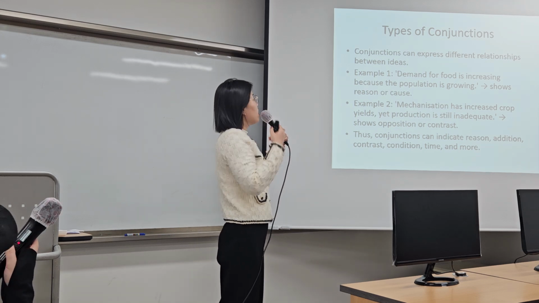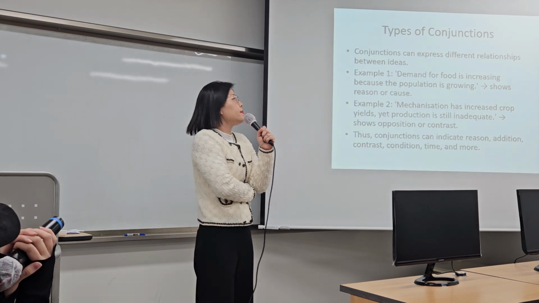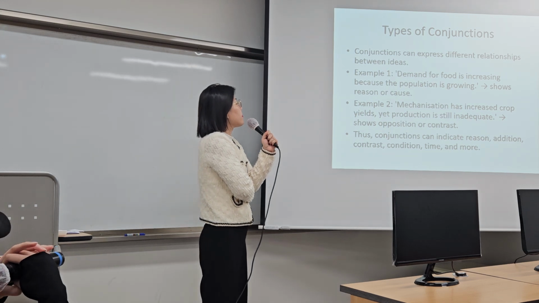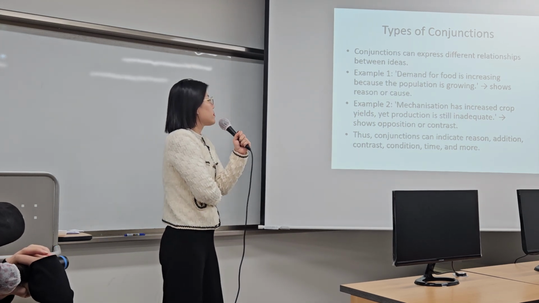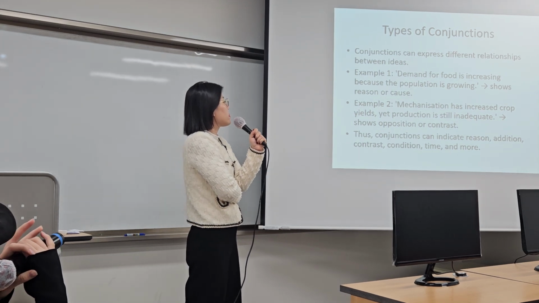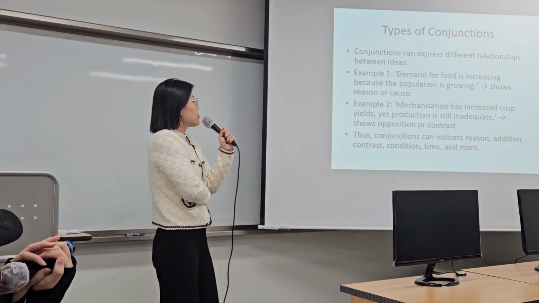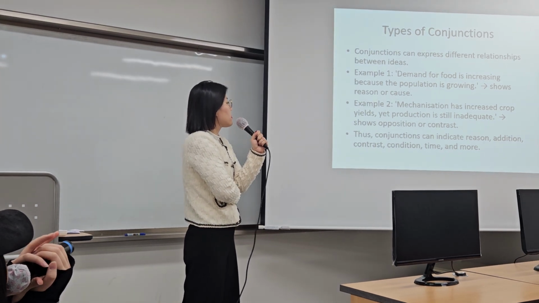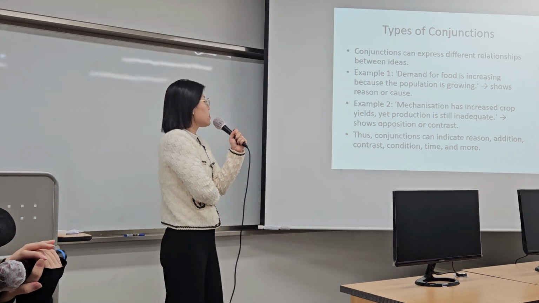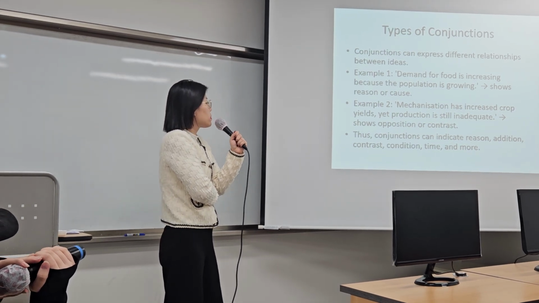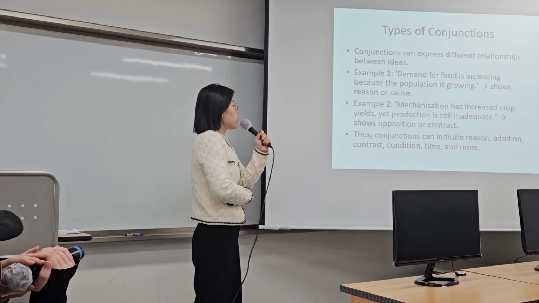Okay, types of conjunctions. Conjunctions can express different relationships between ideas. Example 1: demand for food is increasing because the population is growing. Shows reason, of course. Example 2: mechanization has increased crop yields, yet production is still inadequate. Shows opposition or contrast. Thus, conjunctions can indicate reason, addition, contrast, condition, time, and more.